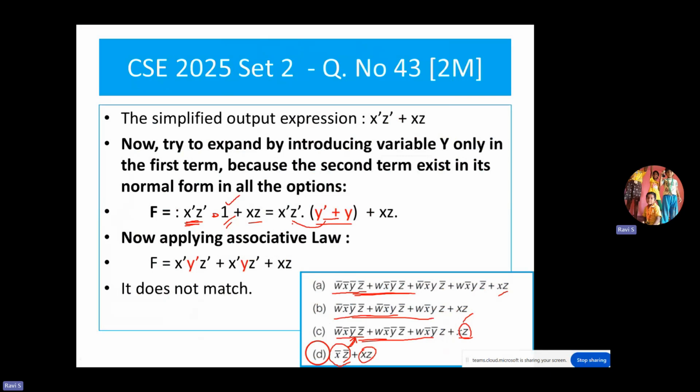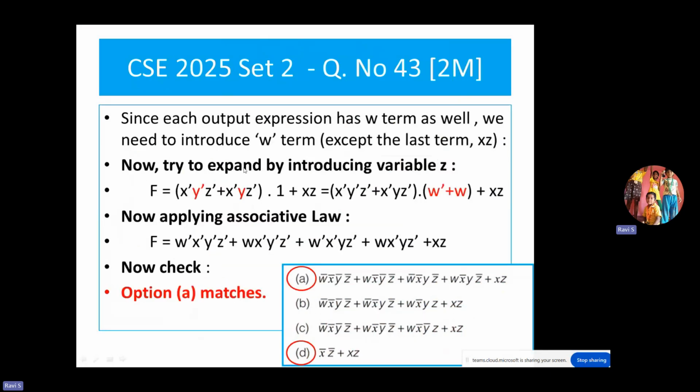Now expand according to the distributive law. So it becomes x prime, y prime, z prime. And the second time it introduces y here, so x prime, y, z. xz remains unaltered. Now if I check with these options, it is not going to match, because only 3 variables are there here.